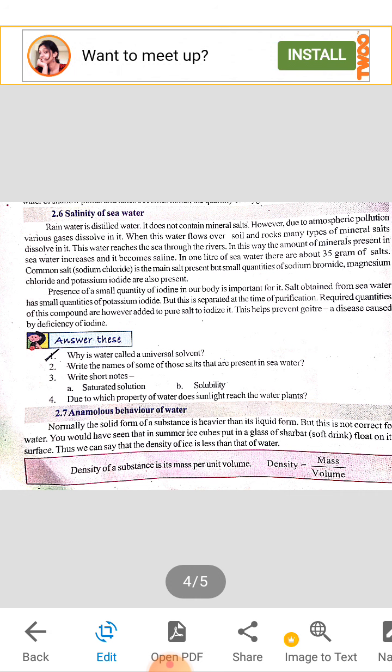Why? Because when the rain is falling down, it comes in contact with our environment and it contains so many pollutants and salts, harmful particles, impurities, suspended impurities. So it gets mixed with that, and that is why it is not fit for drinking.